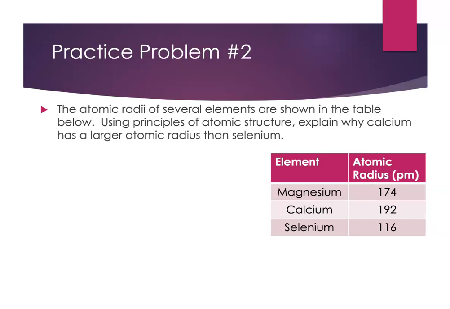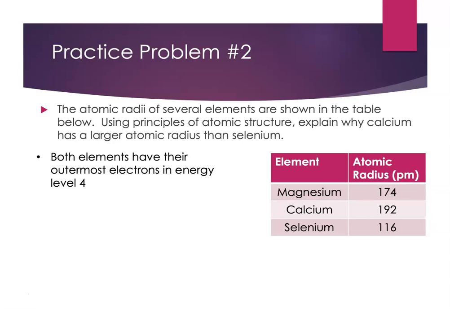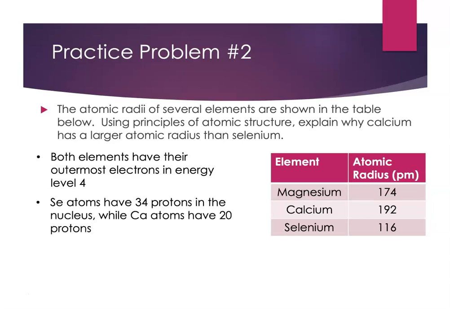Why does calcium have a larger atomic radius than selenium? So we know that calcium's all the way over on the left in group 2, and selenium's a p block element. So we see that and expect selenium to have a smaller atomic radius. What we need to remember is that both elements have their outermost electrons in energy level 4. Selenium atoms have 34 protons compared to 20 protons in calcium.